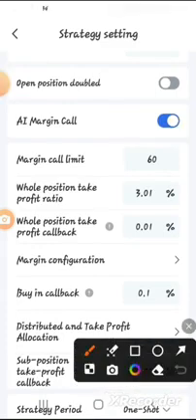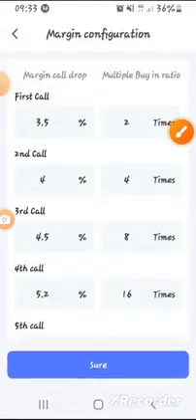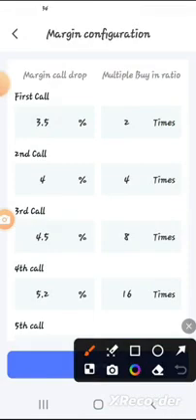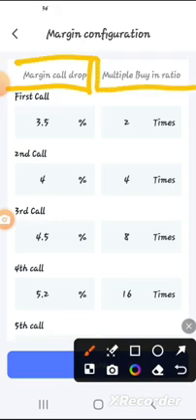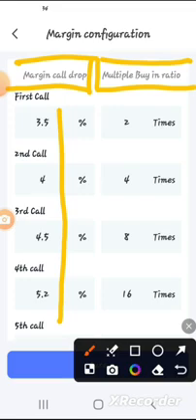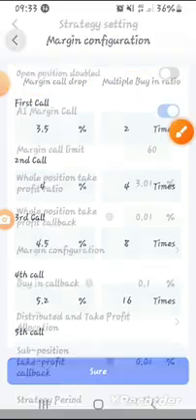Let's go to margin configuration. Just click on that arrow. Once you click on that arrow, you are going to find two sides. One is margin call drop. The second is multiple ratio, buying ratio. What does this mean? It goes from the first call up to the 60th call. Where does it come from?